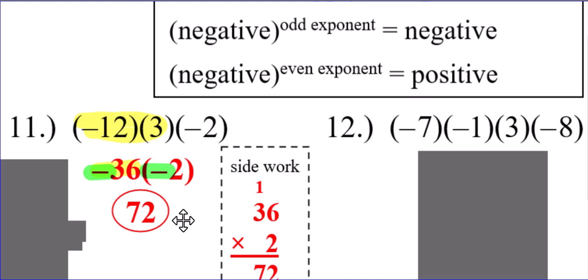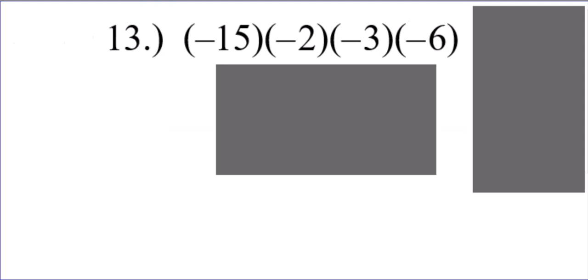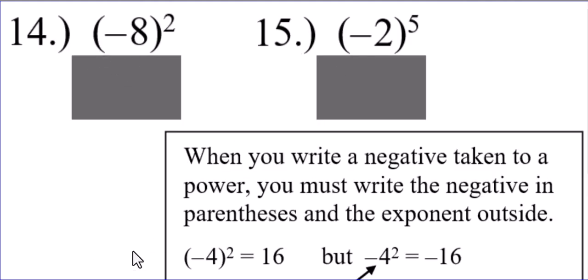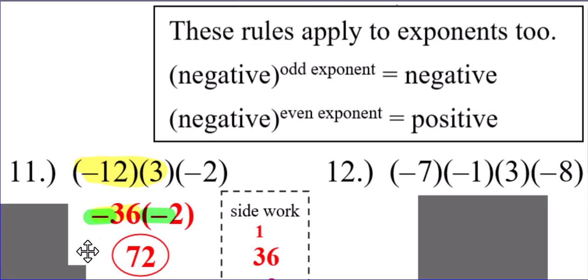There it is. All right, so now that I did number 11 for you, you're going to do 12, 13, and also at the bottom, 14 and 15 on your own. Now, don't forget to use the little reminder box that I gave you for exponents to help you out with those two exponents problems. All right, hit pause now. Do 12, 13, 14, and 15 on your own. Then hit play when you're ready to see how you did.